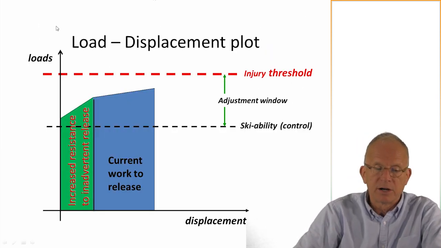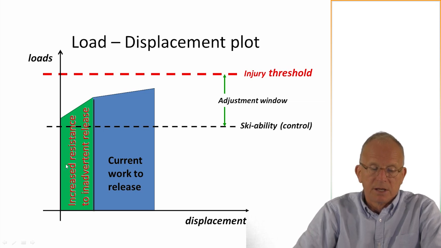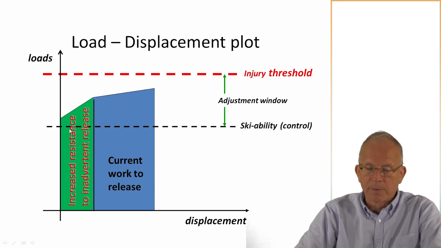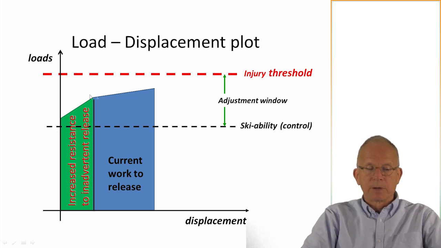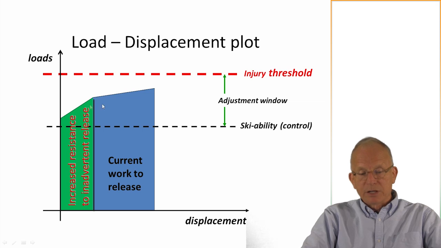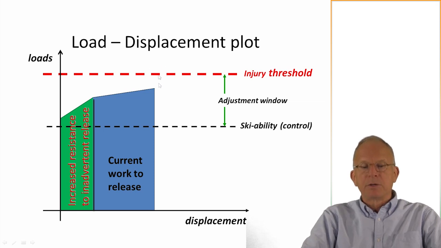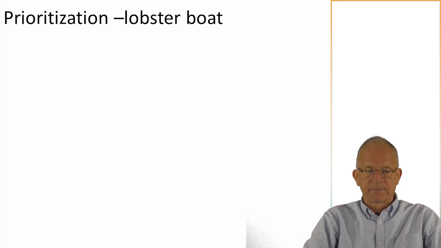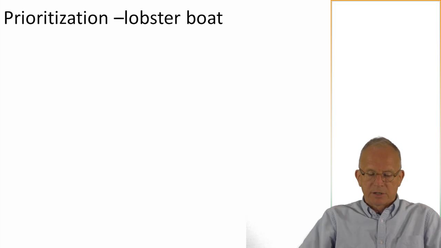So if we looked at, here are the loads that might be transmitted, and here is the displacement. And so this might be the current situation. You load up to some point, getting up above the normal control loads, but below the injury load. You absorb a little bit of energy, and then you have a release. So if we could adjust this and absorb even more energy before release, staying below the injury threshold, then we would have a binding that would be less susceptible to the kind of inadvertent release that we just saw. So that's a kind of prioritization.